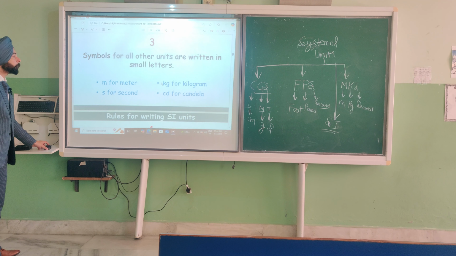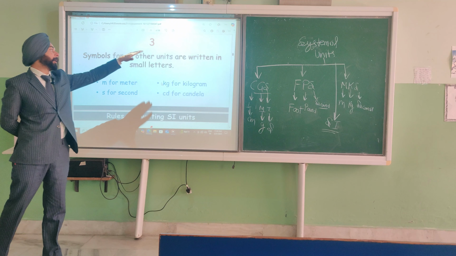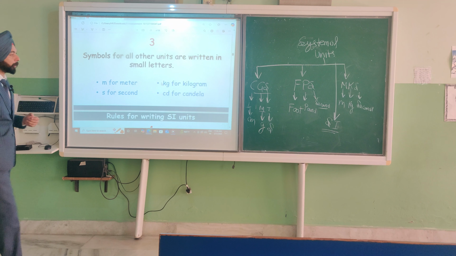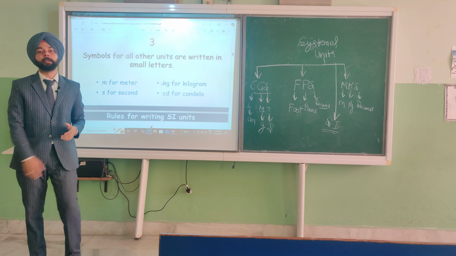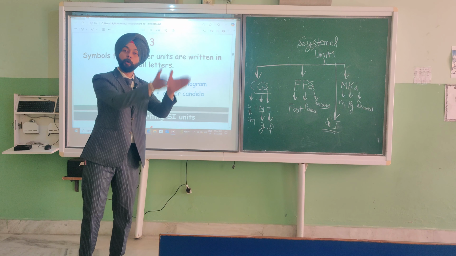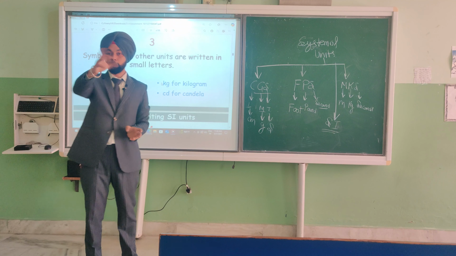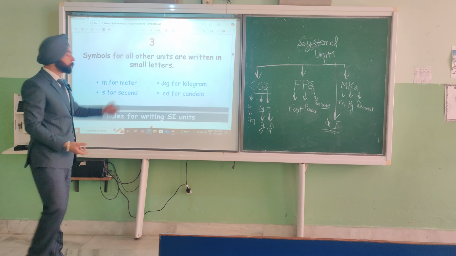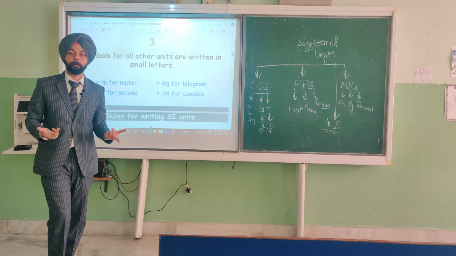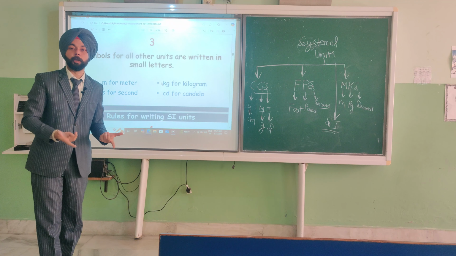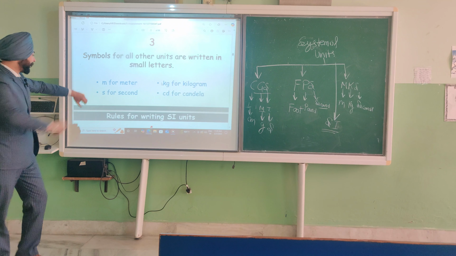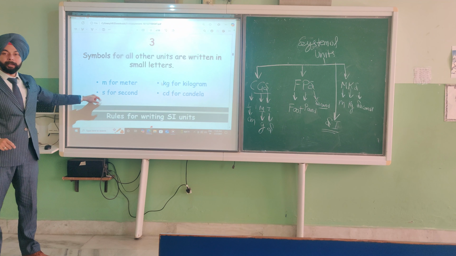Now rule number 3: symbols for all other units are written in small letters. The symbols of units that are not named after a scientist are written in small letters. Like meter, meter is not a person's name; names are like Ram, Shyam, Pappu. Newton, ampere, coulomb are names, but meter is not a name. Don't say we will name someone meter, just a joke. Small m for meter and small s for second.